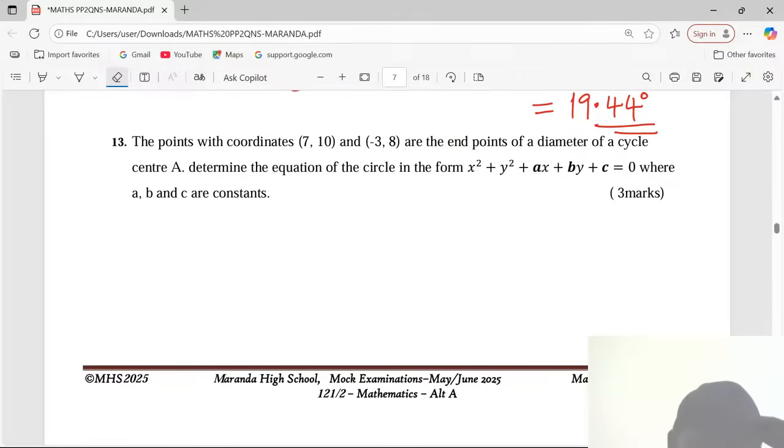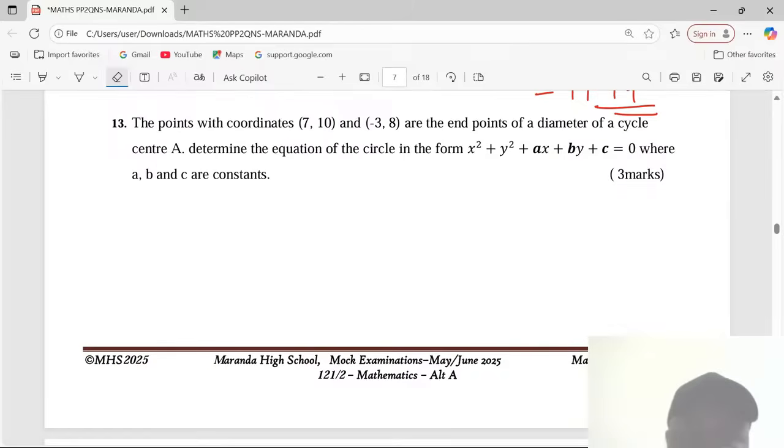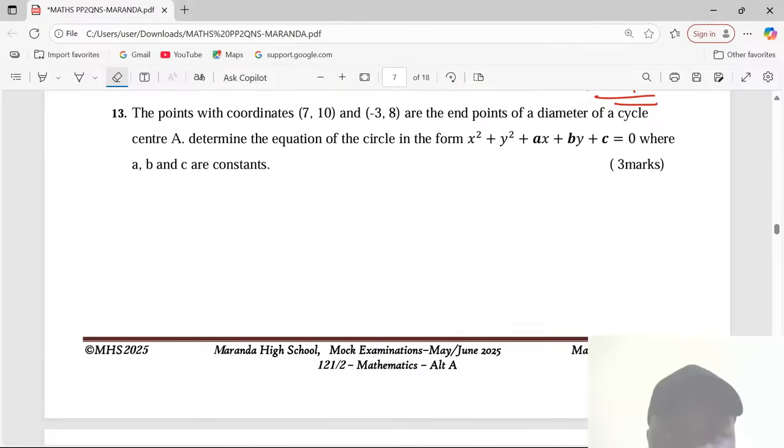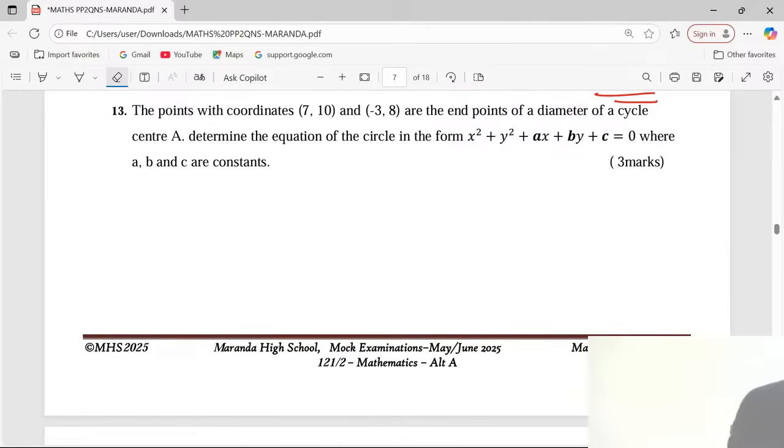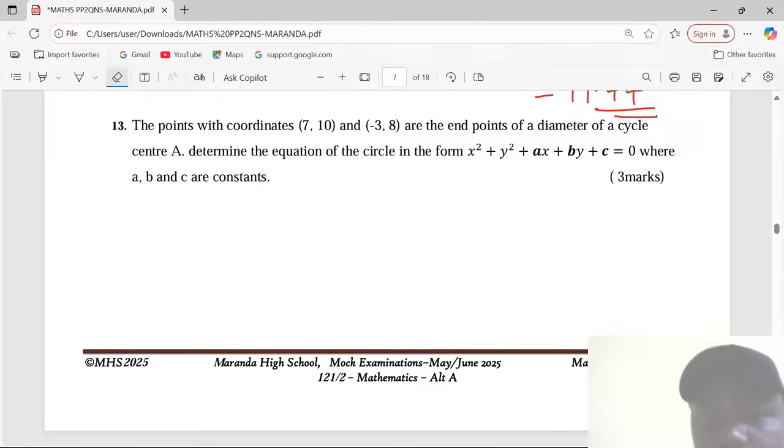Let's continue following. Number 13, the points with coordinates 7, 10 and negative 3, 8 are endpoints of a diameter of a circle center A. Determine the equation of the circle where A, B, and C are constants. This is what you are supposed to do.